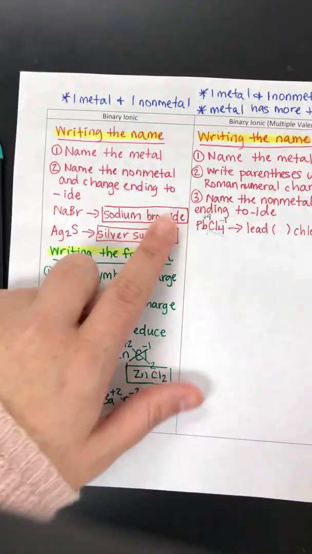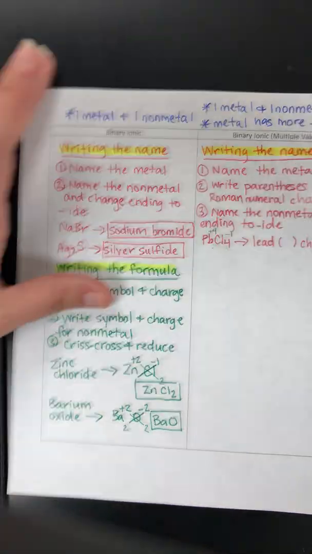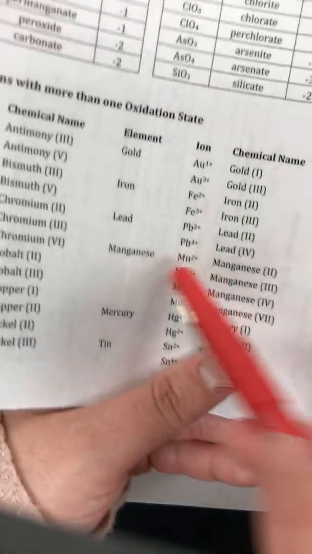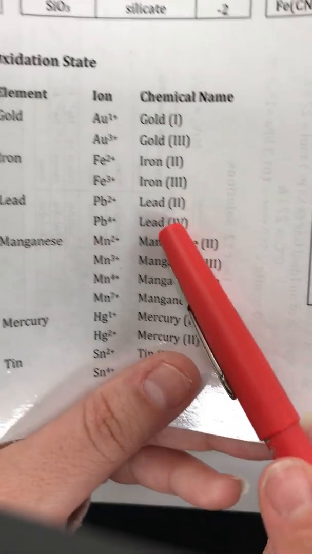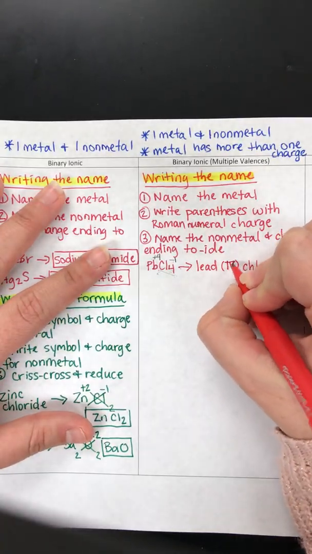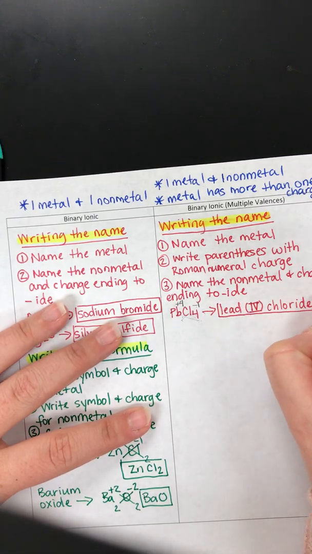Okay, so the charge that's going to go here in the parentheses is going to be the Roman numeral form of +4. It's not a regular 4. And if you don't know how to do that, the +4 is here, and I wrote it for you on this polyatomic chart on the bottom in Roman numerals. So you're going to write it as IV in parentheses. Okay, so that's how that's going to look. So this would be our answer to that.